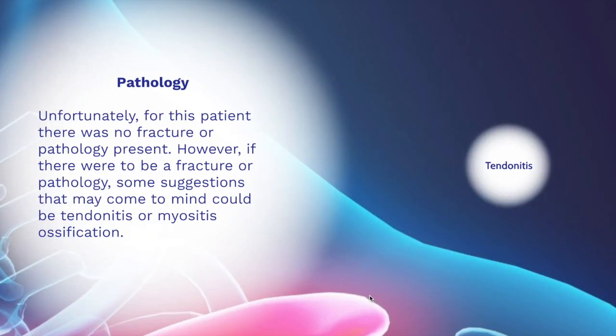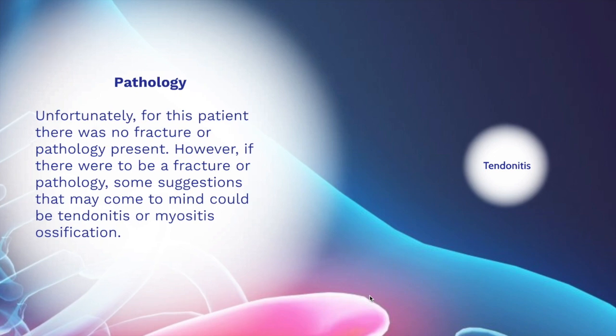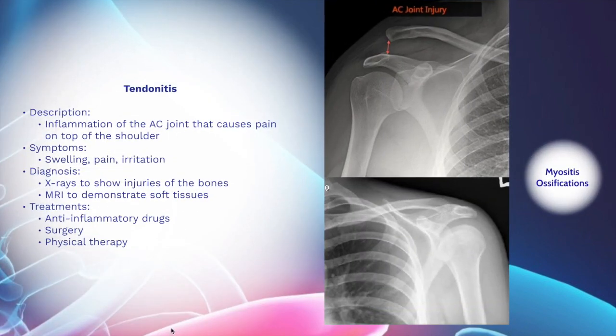Unfortunately, for this patient, there was no fracture or pathology present. However, if there were to be a fracture or pathology, some suggestions that may come to mind could be tendonitis or myositis ossification. Tendonitis is an inflammation of the AC joint that causes pain on top of the shoulder. Some of the symptoms are swelling, pain, and irritation.